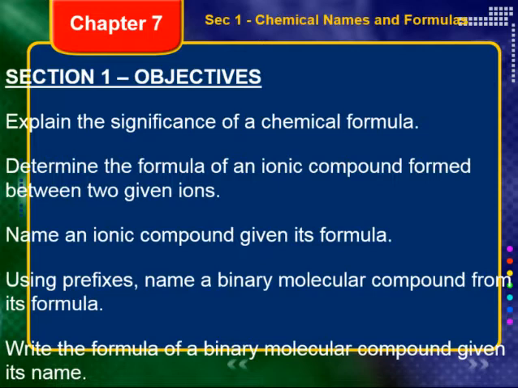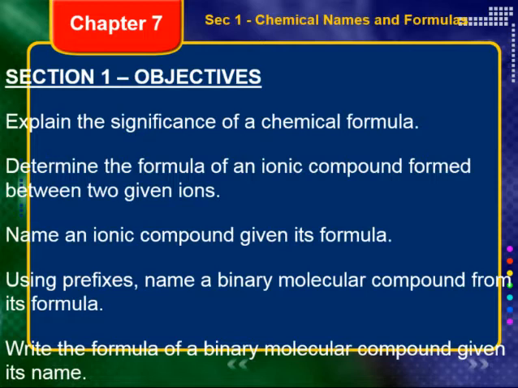Determine the formula of an ionic compound formed between two given ions, and name an ionic compound given its formula. So going both ways. If I give you a formula, you'll be able to tell me the name. If I give you the name, be able to tell me the formula for an ionic compound.